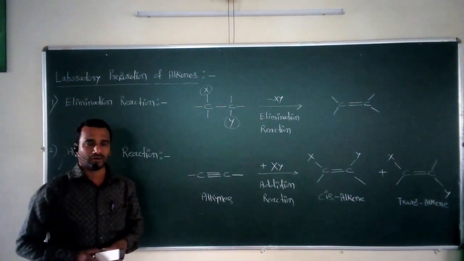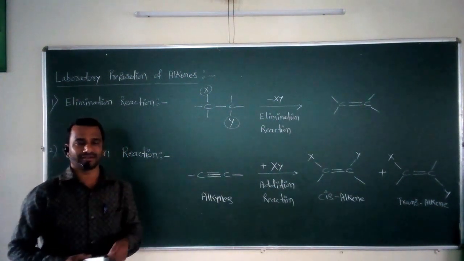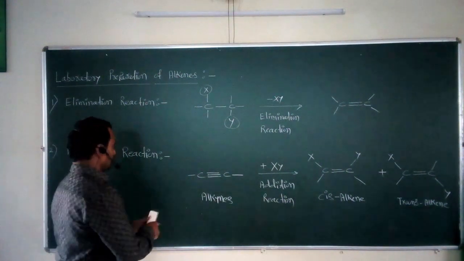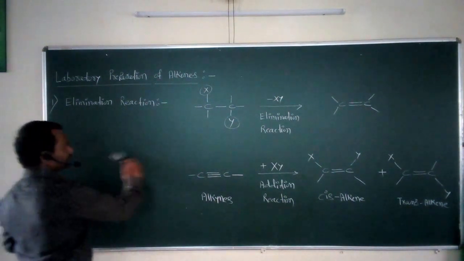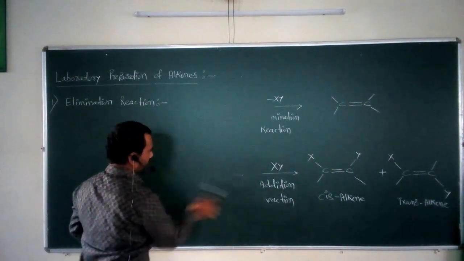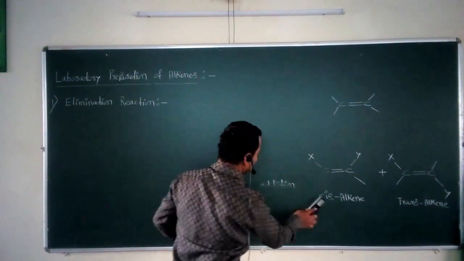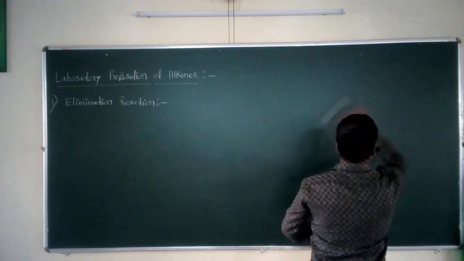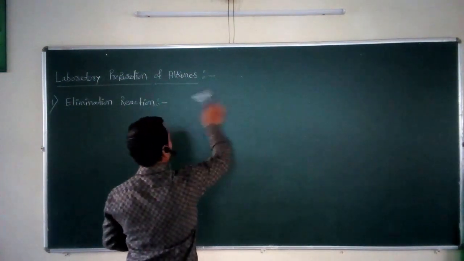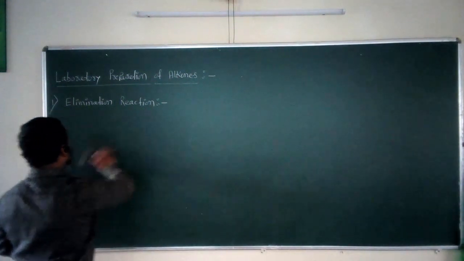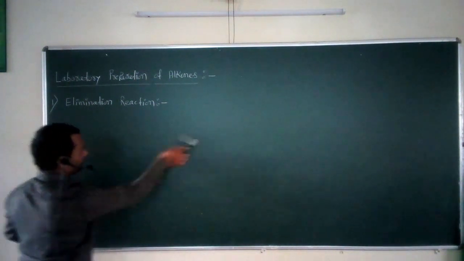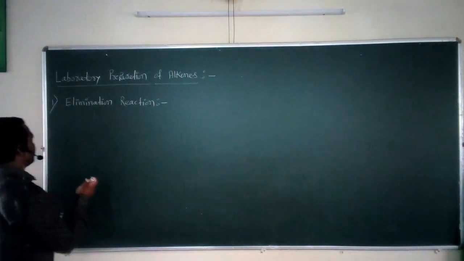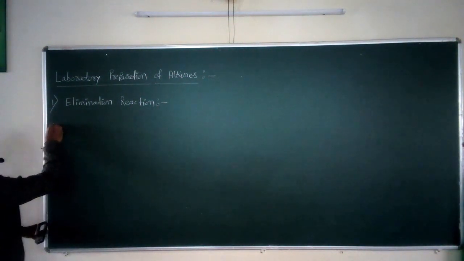So first of all, we are going to study in detail the different examples of the first reaction called the elimination reaction. So we can study now the exact examples of this elimination reaction in detail. So for this purpose, some reactions are there for the formation of these alkenes.